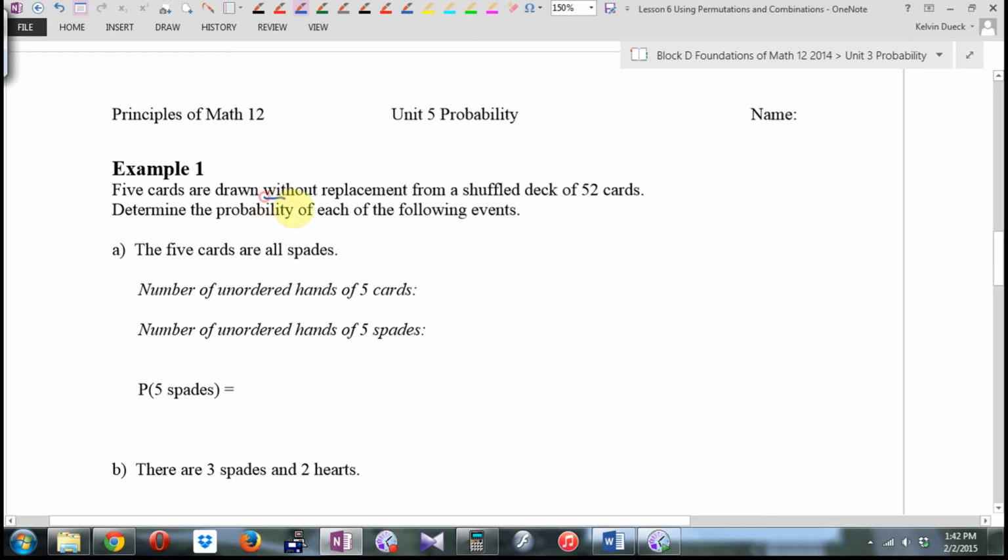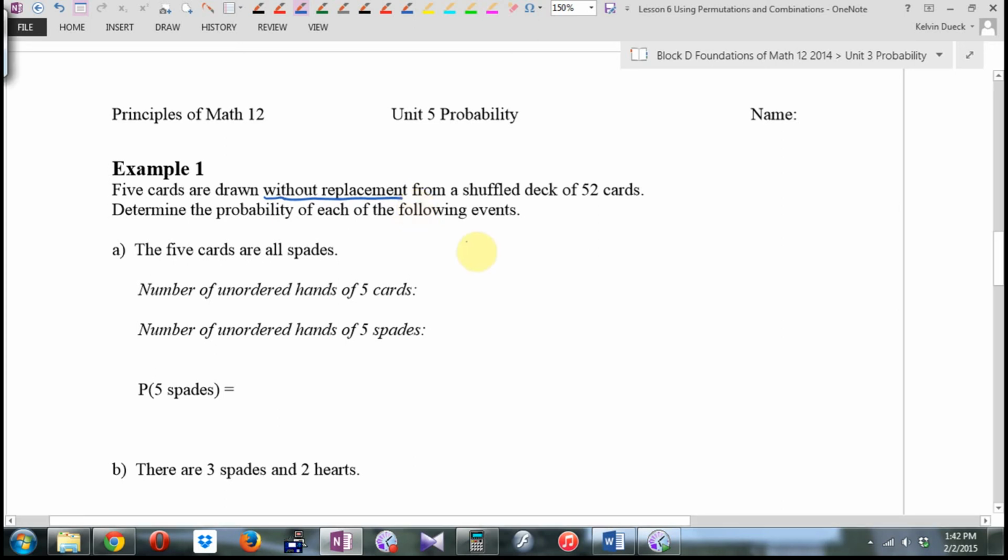Without replacement, that means the odds are going to change every time. We could do this with a 5-level tree. Ugh. Keep going. From a shuffled deck of 52 cards, determine the probability of each of the following events. Okay? Now, in A, I started to walk you through it, but I think we can do this with a bucket. What's event A? The 5 cards are all?